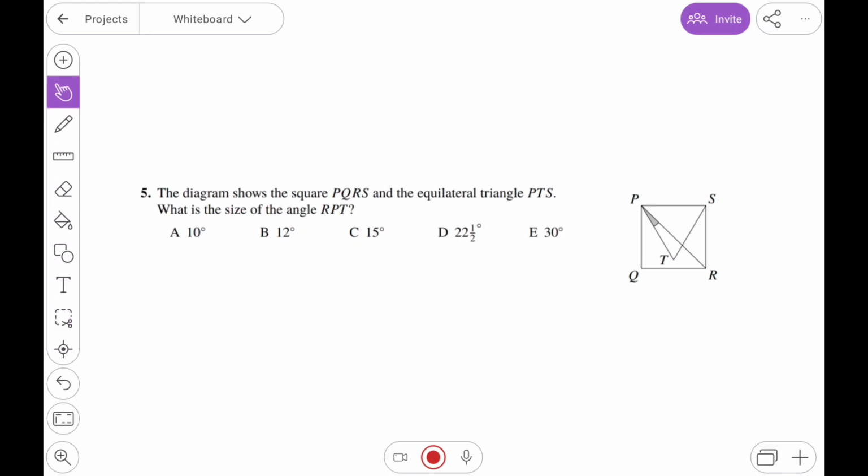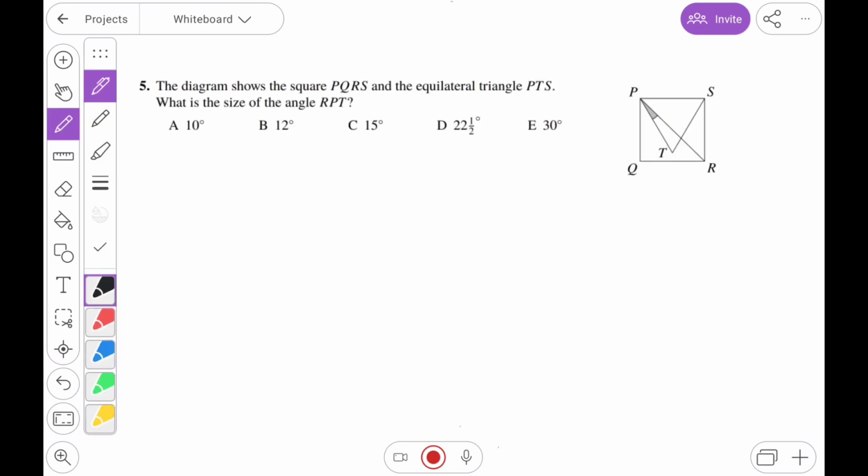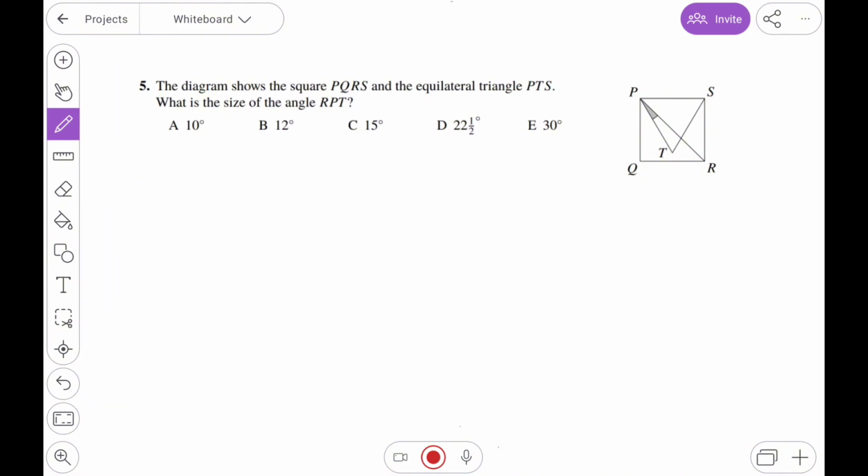Now we have question number 5 to solve. I will give you 3 seconds to pause the video and solve it yourself, and then I'll go through it. The diagram shows the square PQRS and the equilateral triangle PTS. What is the size of shaded angle RPT?